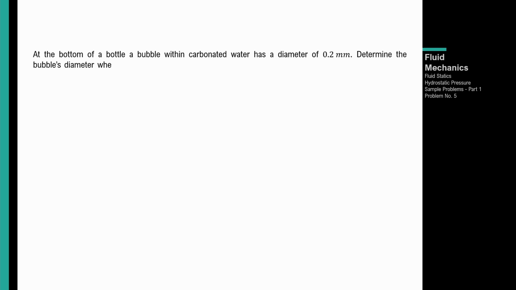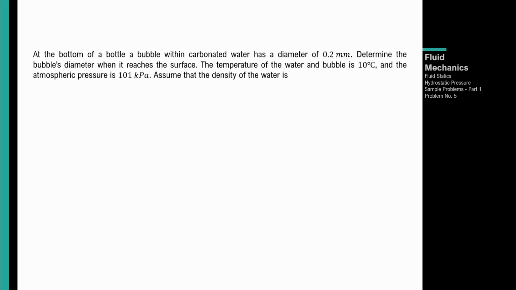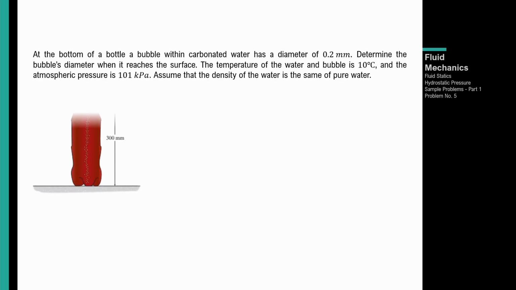So problem number 5. At the bottom of a bubble within carbonated water has a diameter of 0.2 millimeters. Determine the bubble's diameter when it reaches the surface. The temperature of the water and the bubble is 10 degrees Celsius and the atmospheric pressure is 101 kilopascals. Assume that the density of the water is the same as pure water. So, the bubble's diameter at the surface, D sub S.